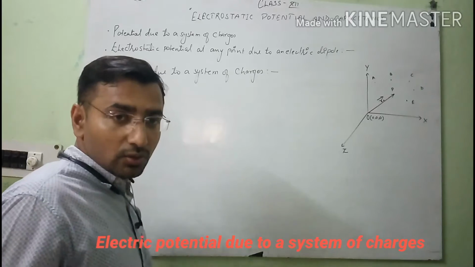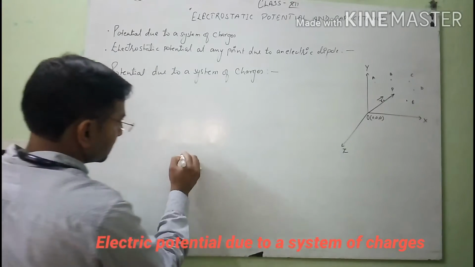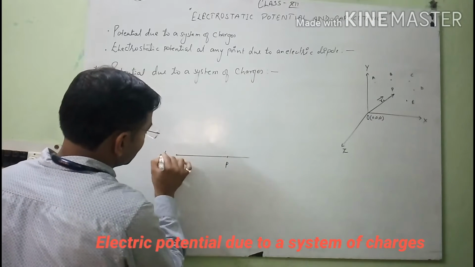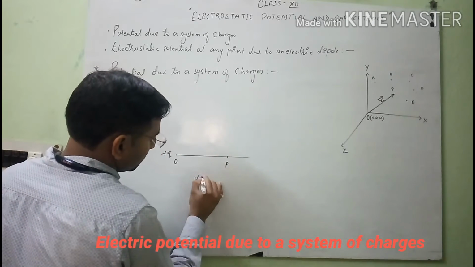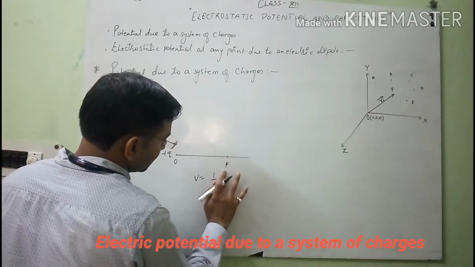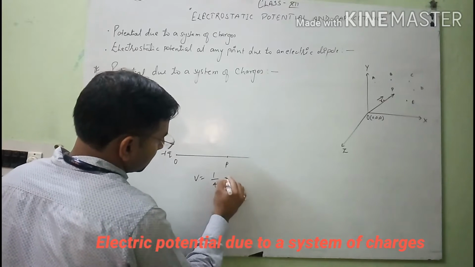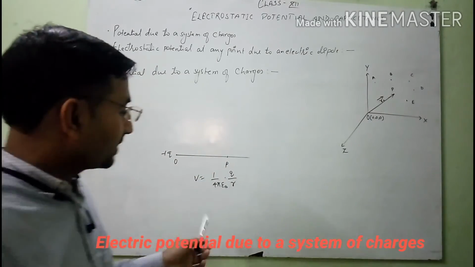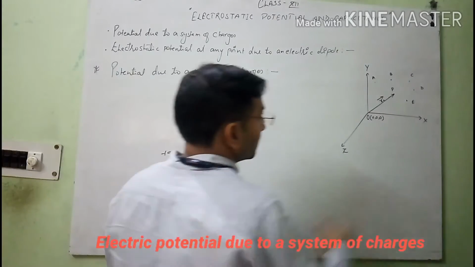First of all, you know that when we discussed in our previous video, the electric potential at any point due to a charge q is V equals 1 over 4 pi epsilon naught times q by r. In the same manner, we will calculate here.